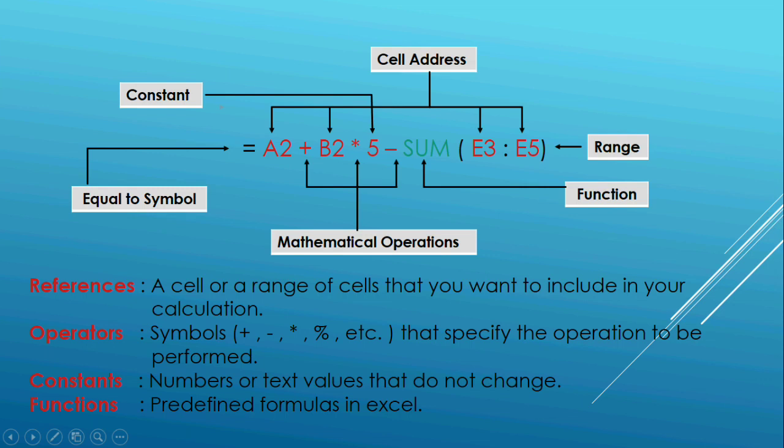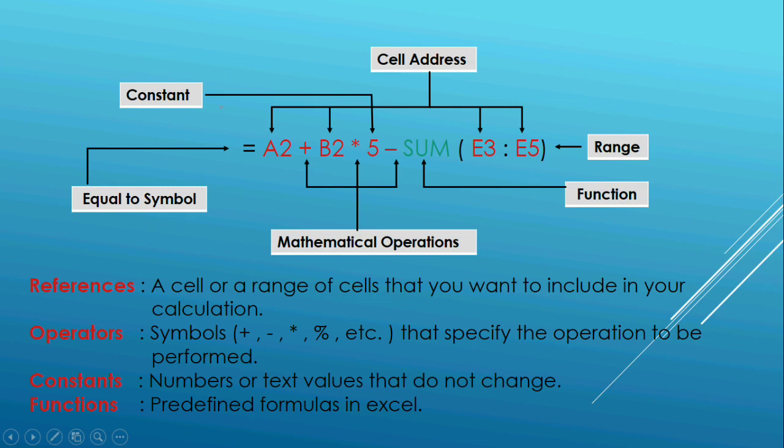Here one main thing you need to understand is that a formula must begin with an equal to sign. Then only Microsoft Excel or spreadsheet will consider it as a formula. So a formula must begin with an equal to symbol. Equal to A2 plus B2 multiplied by 5 minus sum of E3 to E5. Equal to symbol must be placed before the formula. Then A2, B2, E3, E5 are known as the cell addresses.